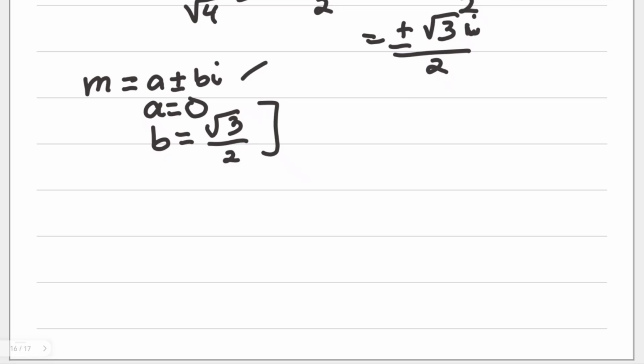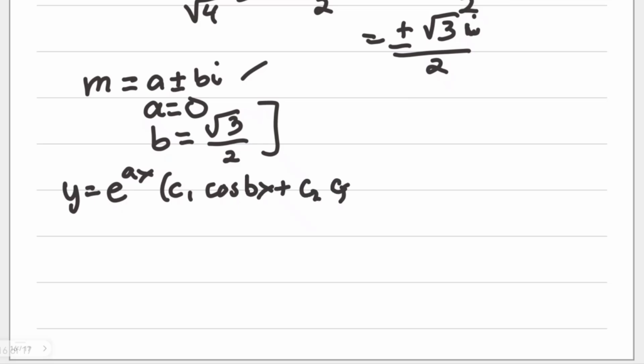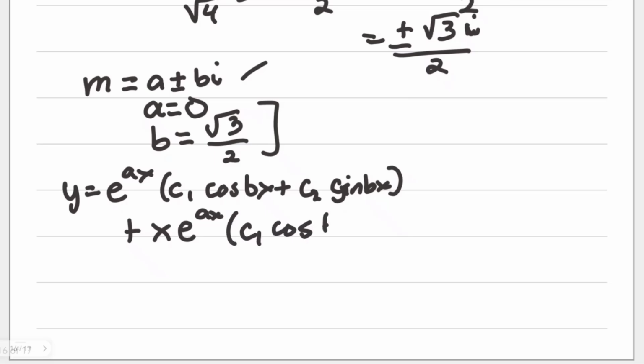A solution can be expressed in this manner. Your solution will come into this form: y is equal to e to the power of ax times c sub 1 cosine of bx plus c sub 2 sine of bx. That's for your imaginary roots. But since there are repetitions, you'll have plus x times e to the power of ax. Your a is the same because it's repeated, as well as your b. This would be c sub 3 now, and c sub 4, because we have already used c sub 1 and c sub 2, sine bx.